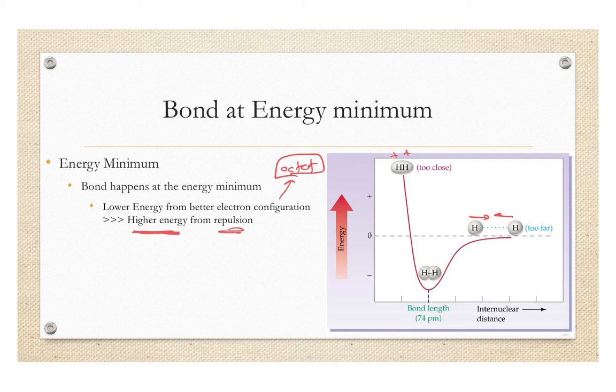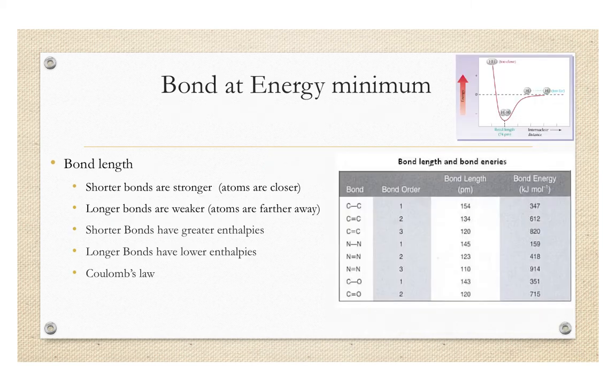So in the end, what you need is a just-right moment. If they're too far away, you can't take advantage of lowering the energy from creating the octet. If they're too close together, the energy goes way up because of all the repulsive forces. Somewhere in the middle, you end up with a minimum, which is where we record the bond length, or the bond enthalpy.